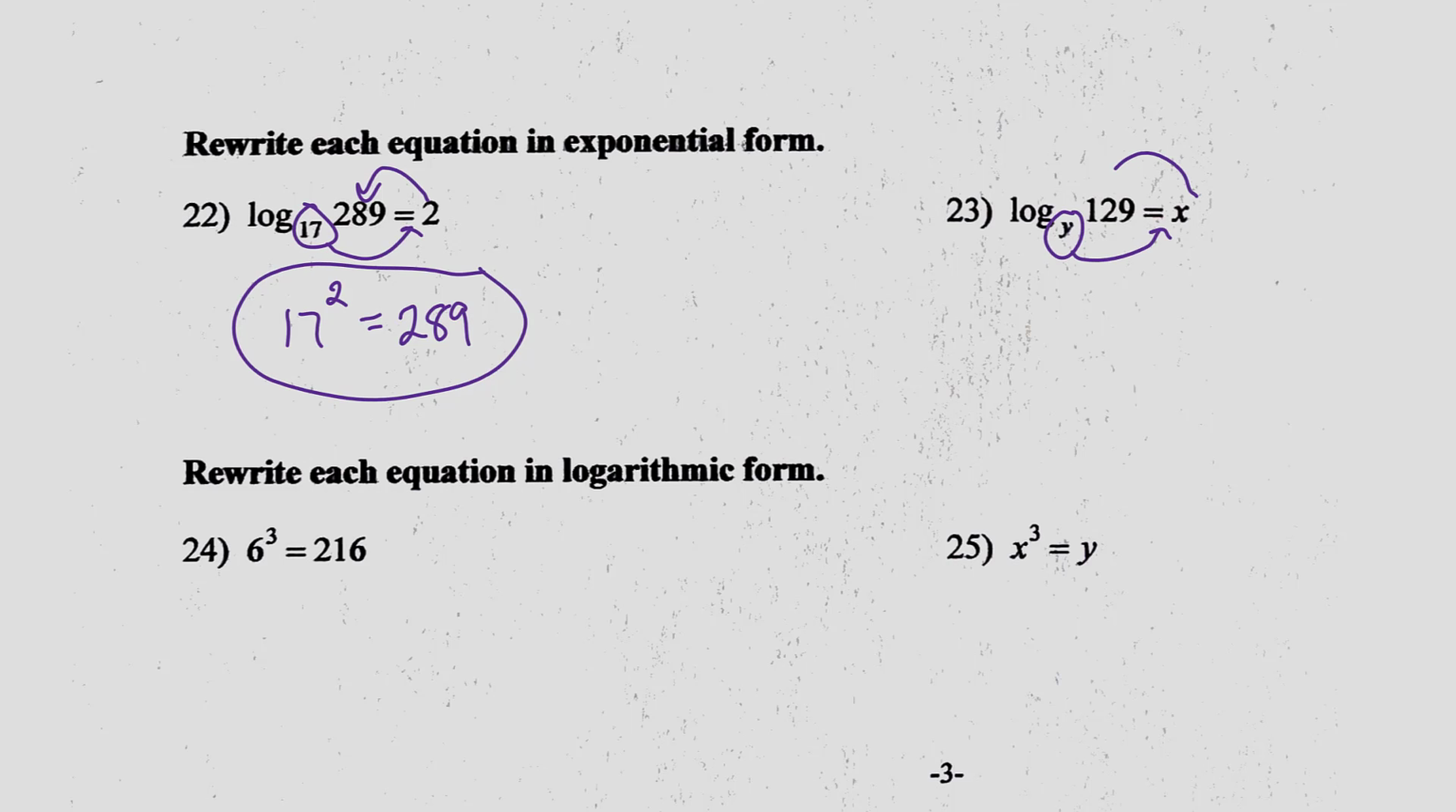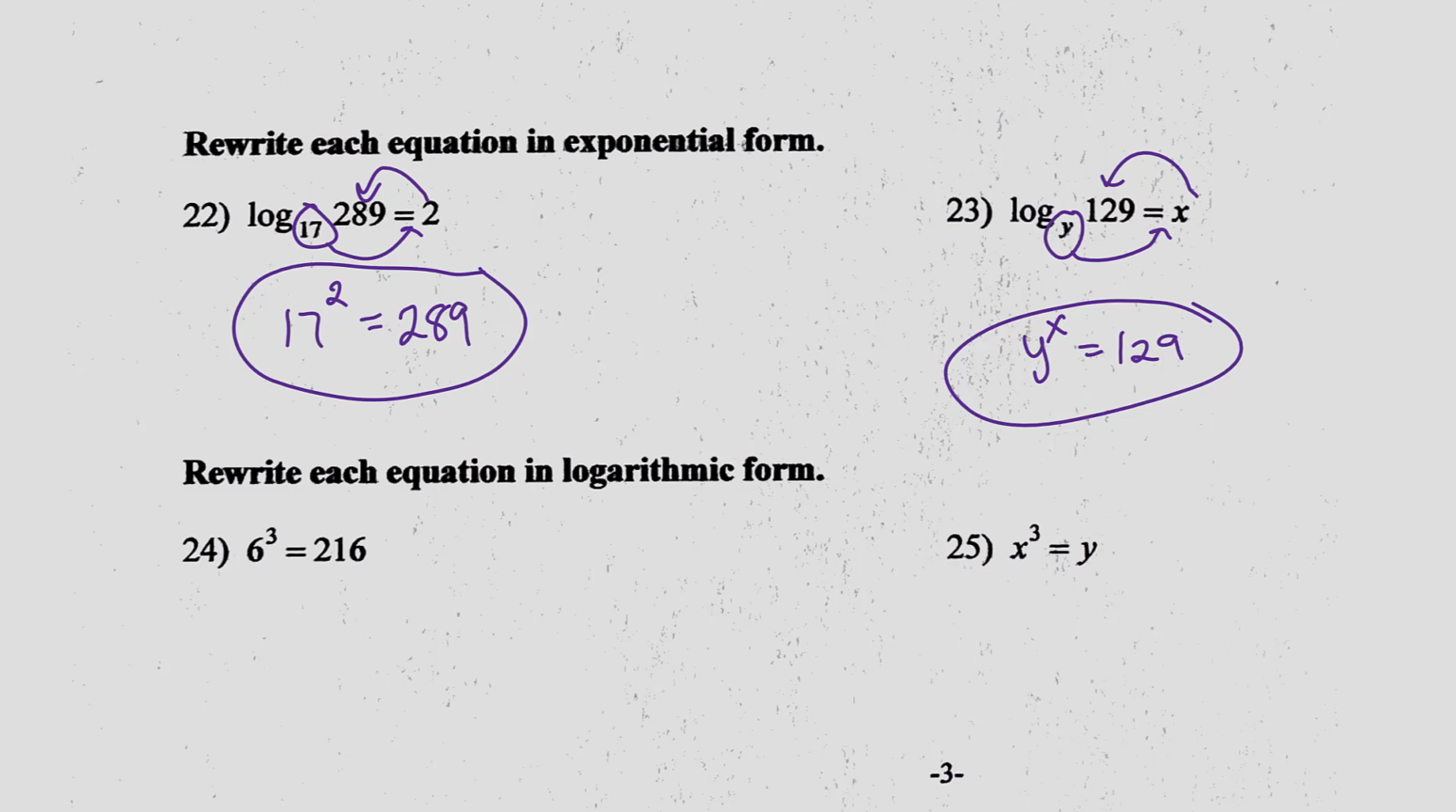So this is going to be y to the x equals 129. A little harder to feel confident about since there are so many letters. But if we do it the exact same way we did 22, then that's a good sign.